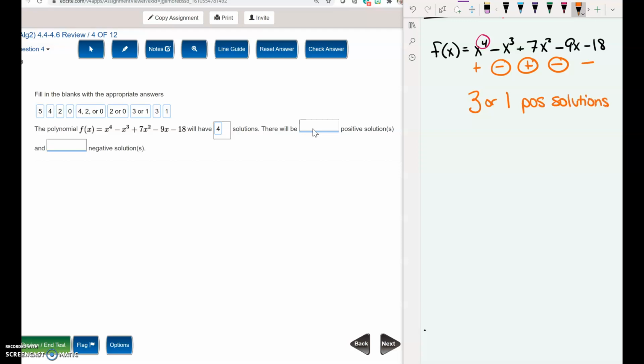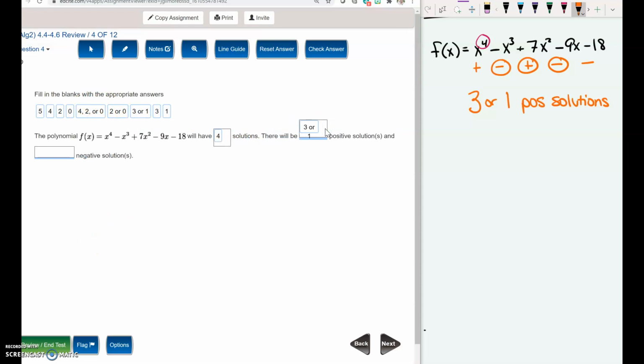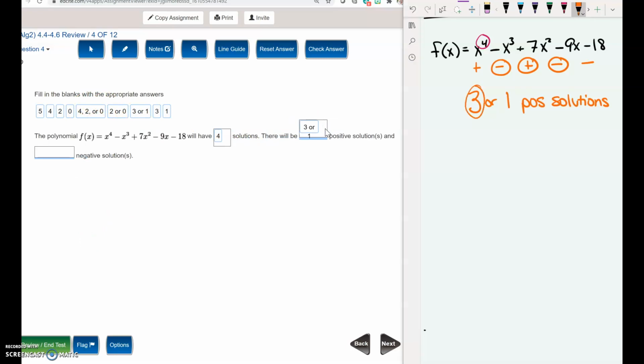Descartes' rule of signs always says the number of sign changes or less by 2. So if it's 3, it's going to be 3 or 1. If it's 2, it's going to be 2 or 0. If it's 4, it's going to be 4 or 2 or 0. So basically, don't put a single number in this blank. If you put a single number in this blank, it's going to be wrong. Your answer is 3 or 1. Okay, now if there's 3 possible positive solutions and there has to be 4 total, that means there's going to be 1 negative solution because the larger number of the positives and the negatives have to add up to that 4.